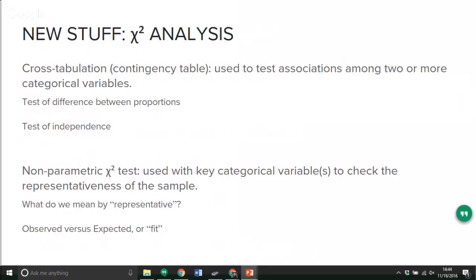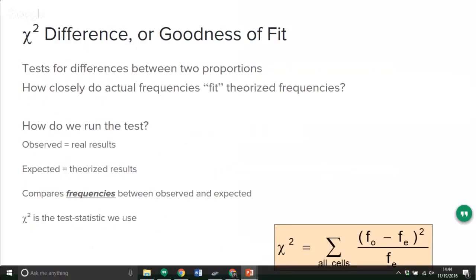The other thing we can do is to use it to see if the data fits. Is the observed proportion similar to the expected proportion? These two are very much related in terms of their functionality. If you look at the actual test statistic itself, which you'll see here on the bottom right, it is essentially the observed minus expected squared, divided by the expected.